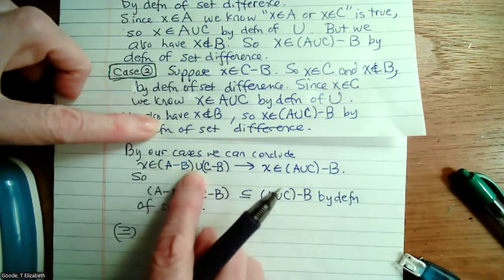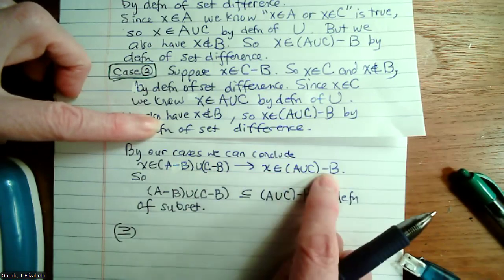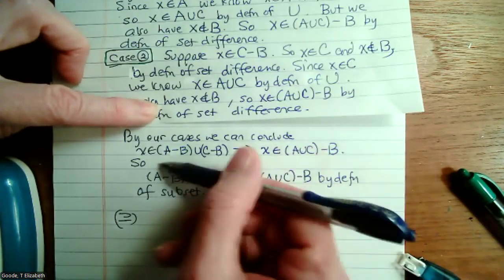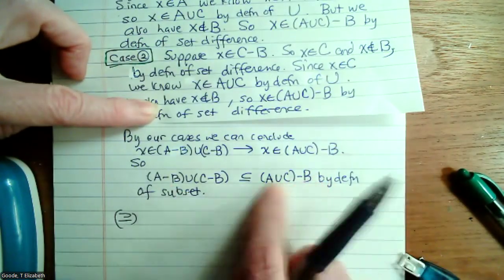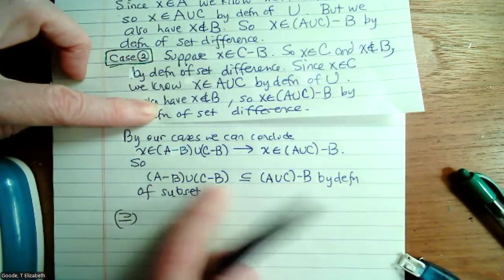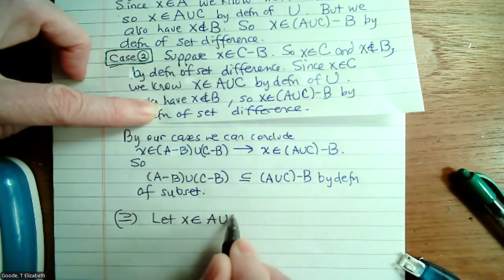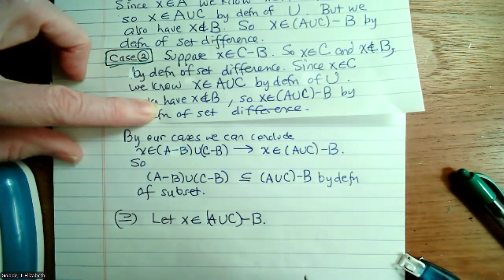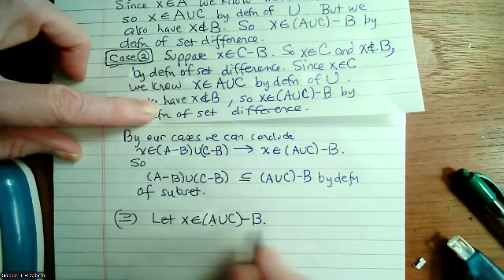Because we got the first subset inclusion by definition of subset. We started with X in A minus B union C minus B, and we showed that that always leads to X being an element of A union C minus B. So now we're going to go this way. We don't even have to see the top because we can see it here. We're going to start with X here and show X is in here. So we could say something like, suppose X is an element in A union C minus B. So X is an element in A union C and X is not an element in B.